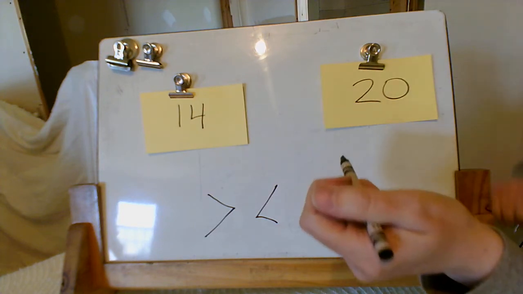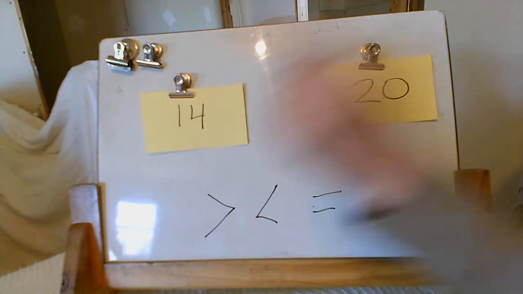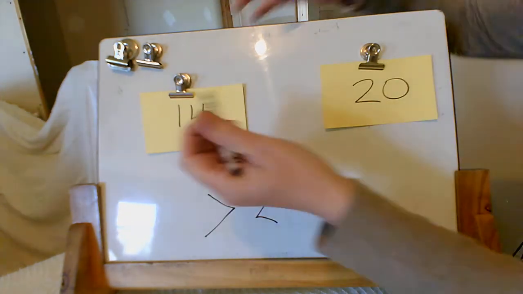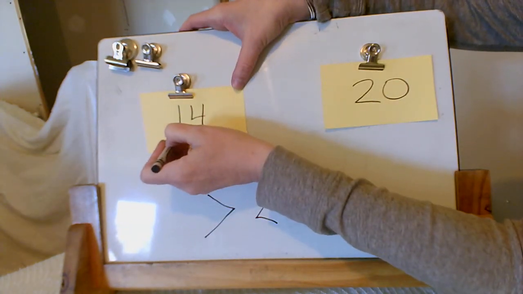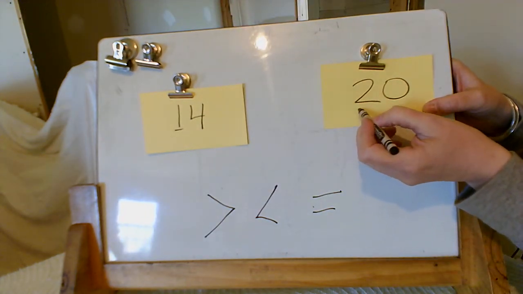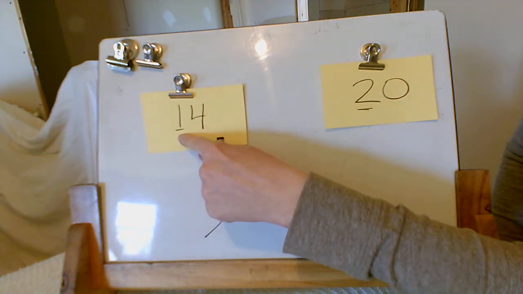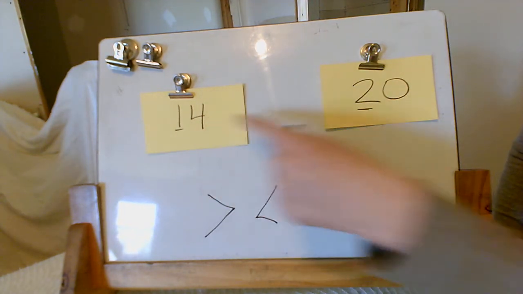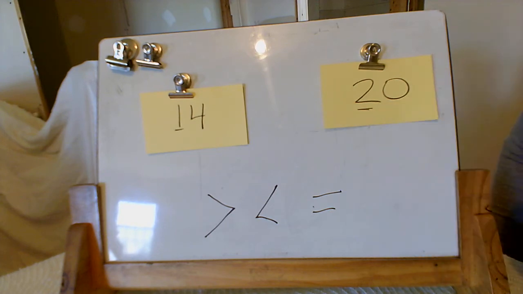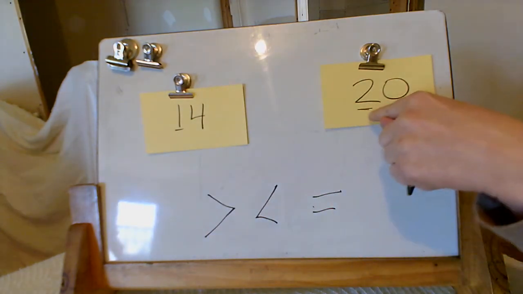Let's start by looking at the place values where they both have ones, tens, ones, tens. So we're going to need to look at the digit in the tens. This number has 1 in the tens, which means 10, and this number has a 2 in the tens. 2 tens are 20. So is 1 ten greater or less than 2 tens? Well, 1 is less than 2.